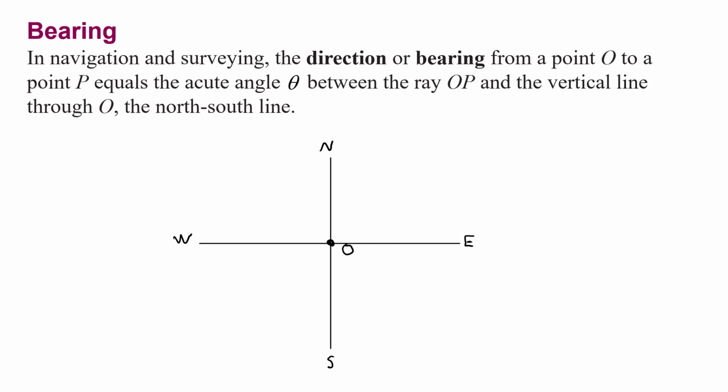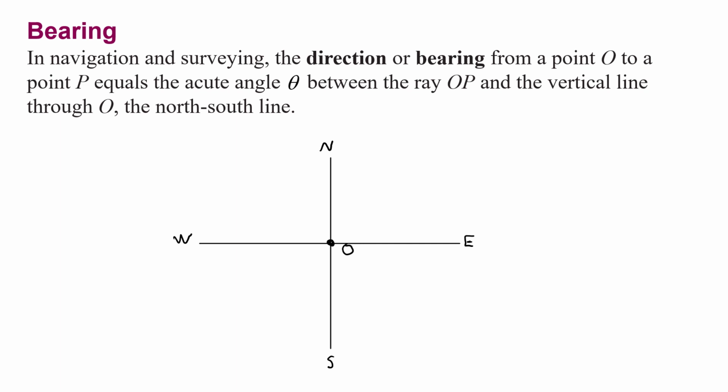So to illustrate this idea, we've drawn what looks like an XY coordinate grid. We're going to denote the positive y-axis as the direction north, the positive x-axis as east, the negative y-axis as south, and the negative x-axis as west. And we've labeled the origin as the point O.